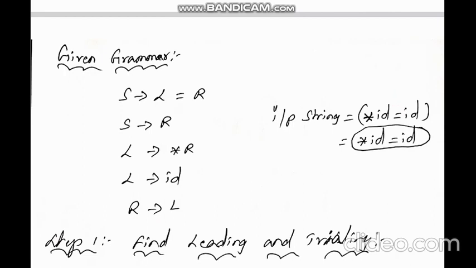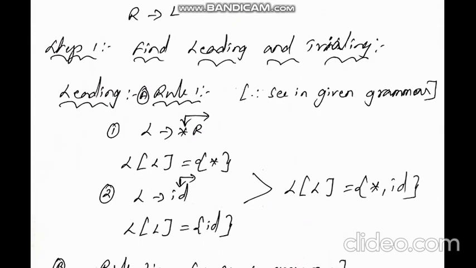Let me take you to the first step. As you all know, what is the first step here? The first step is to find leading and trailing for the given grammar. We are going to apply the rules and find out what exactly the leading and trailing sets are.